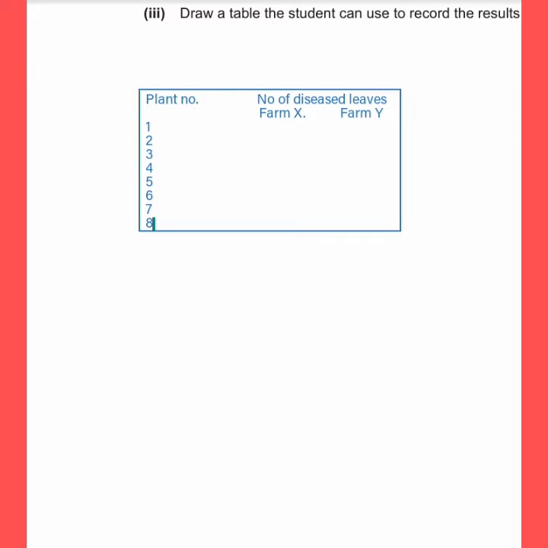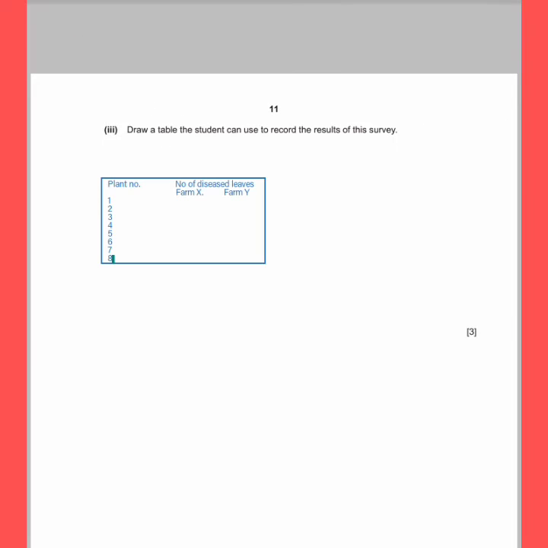need to construct it properly using ruler, okay? So don't forget to construct it, okay? Otherwise you are going to lose 1 mark, okay? So this is how it seems like in summary, okay?